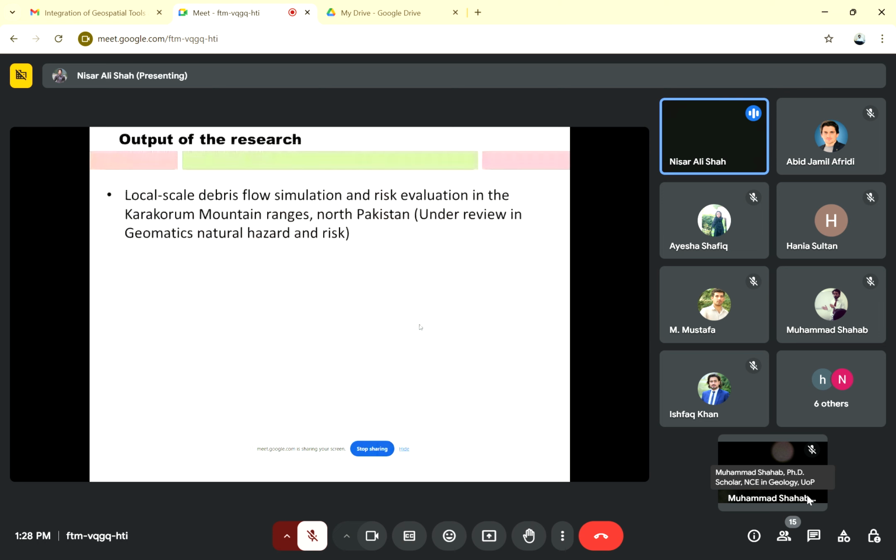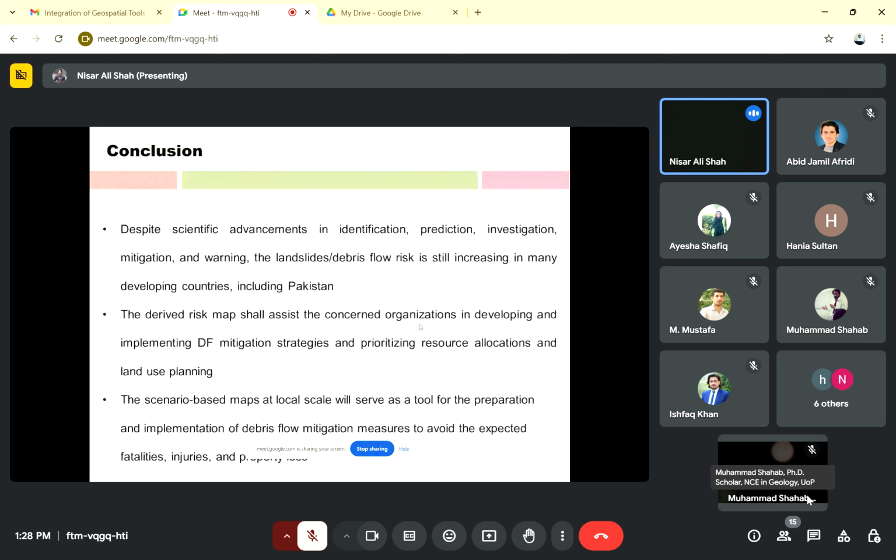So this work is under review. So, conclusion. Despite the scientific advancement in the identification, prediction, investigation, mitigation, and warning, landslide and debris flow work is still increasing in many developing countries like Pakistan. So the northern area of Pakistan is very prone to these hazards, especially landslide and debris flow.